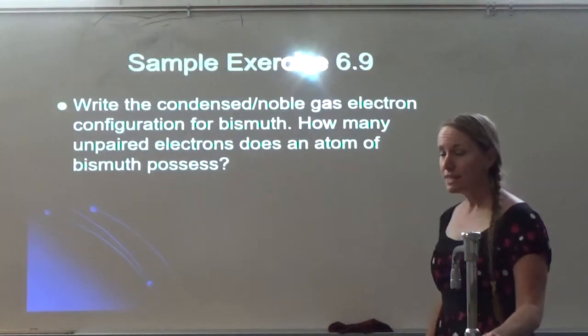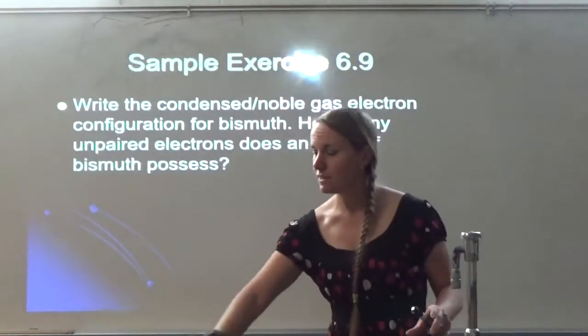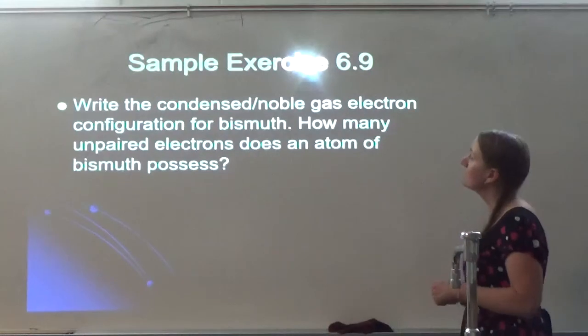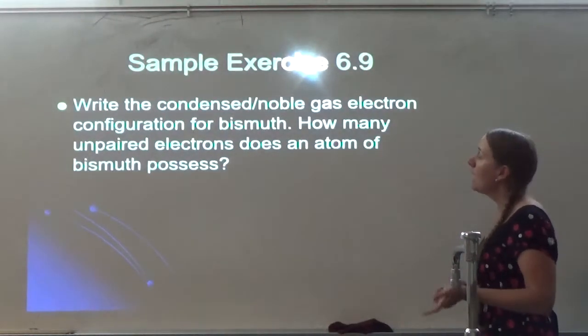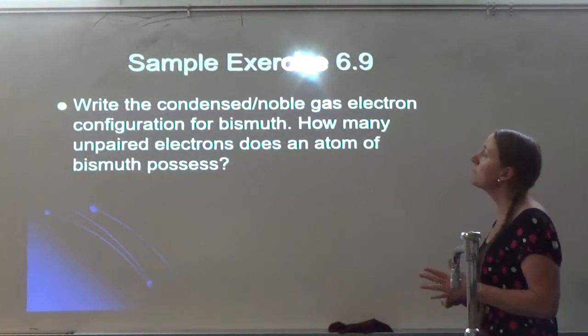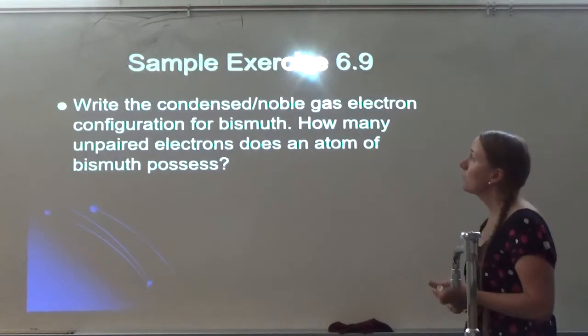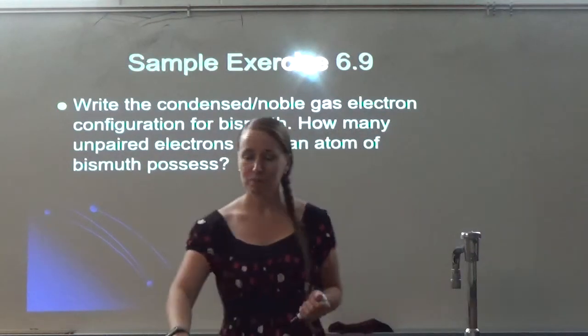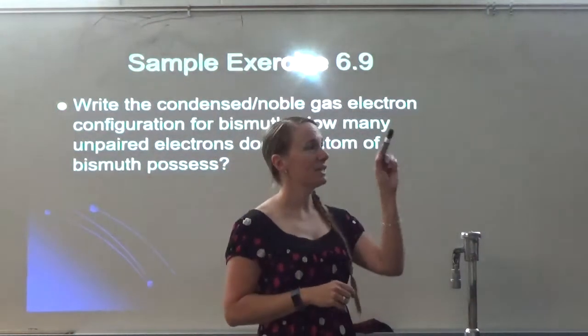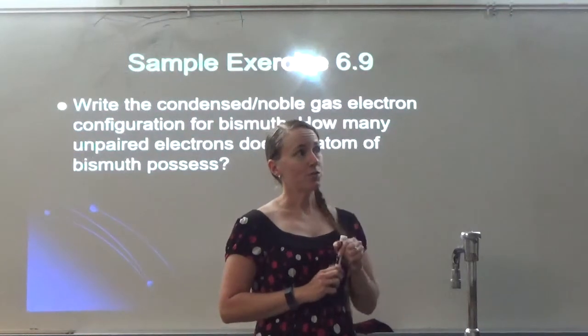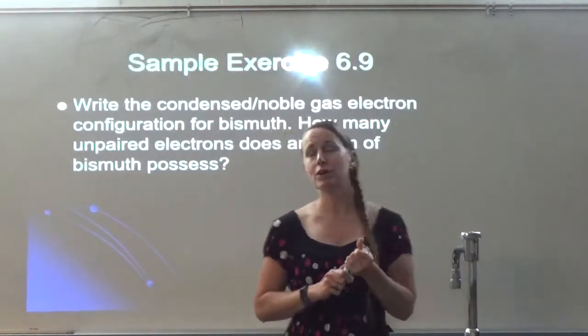All right, so it says, write the condensed or noble gas electron configuration for bismuth. How many unpaired electrons does an atom of bismuth possess? So we're writing the noble gas configuration for bismuth. First we find bismuth. It's number 83. So the noble gas before it is Xe.